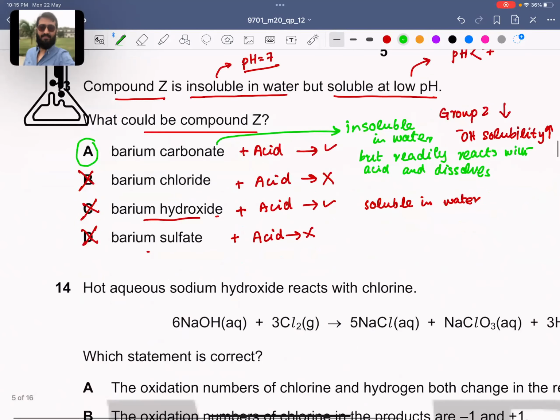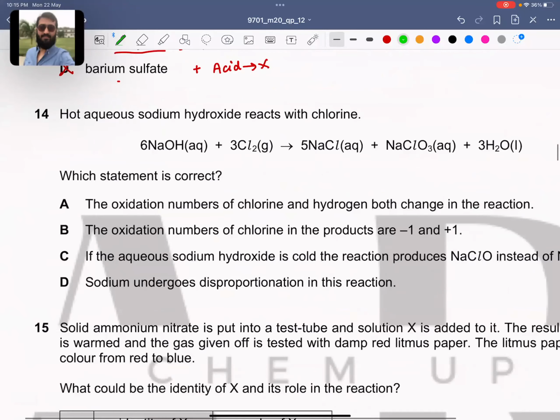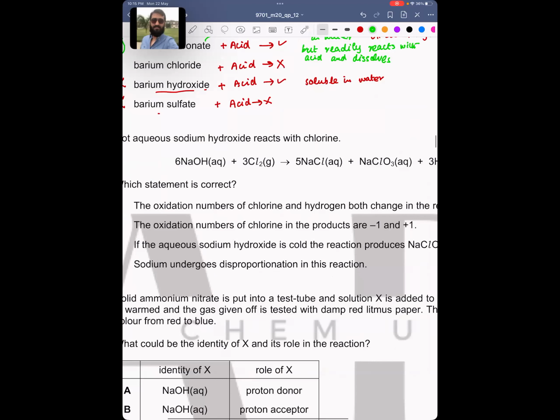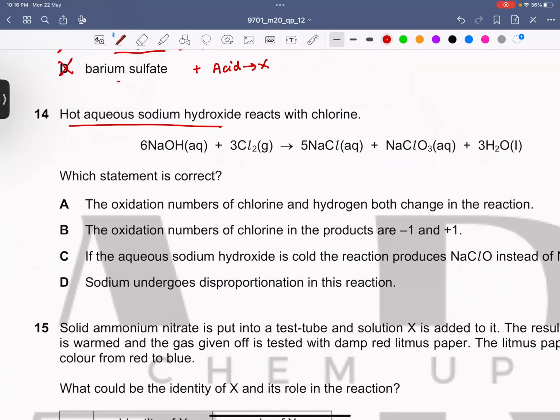Now, question number 14. Just give me a minute, please. Hot aqueous sodium hydroxide reacts with chlorine. Okay, and here they have given you the equation. Which statement is correct?